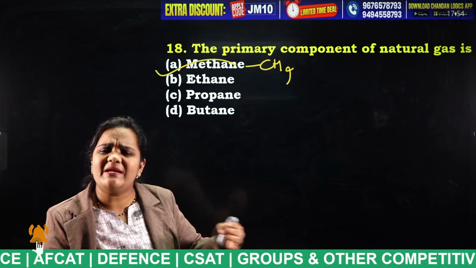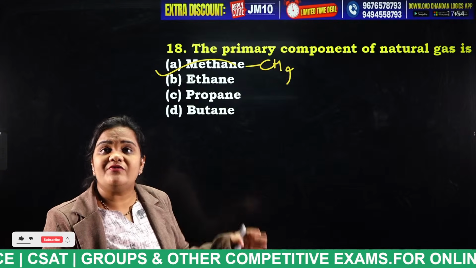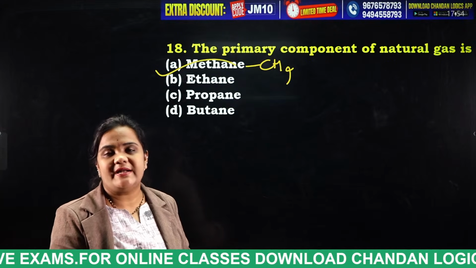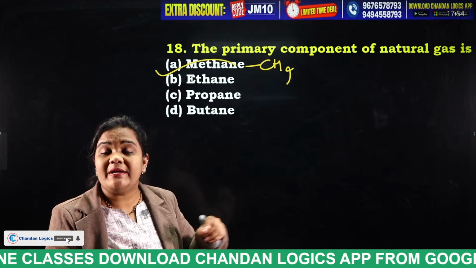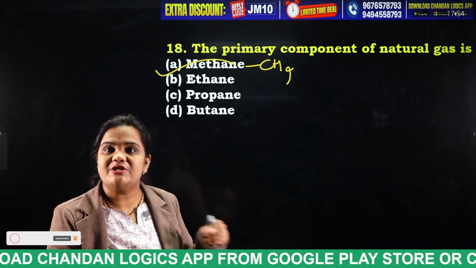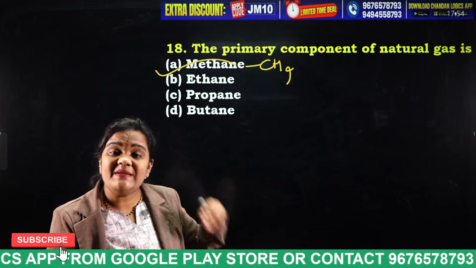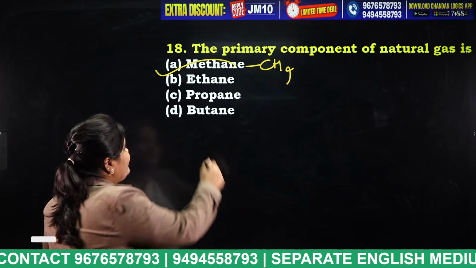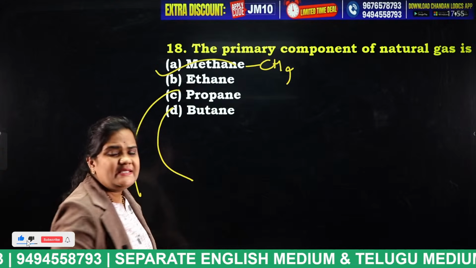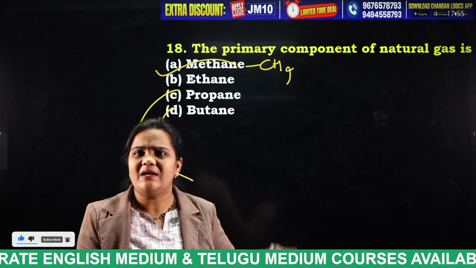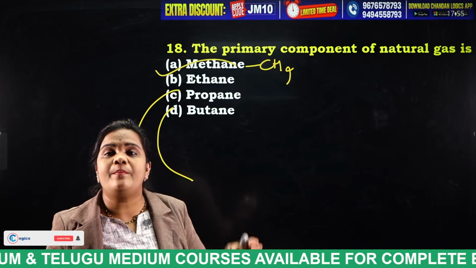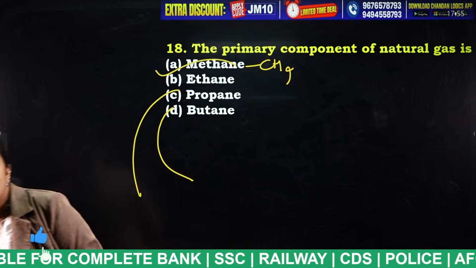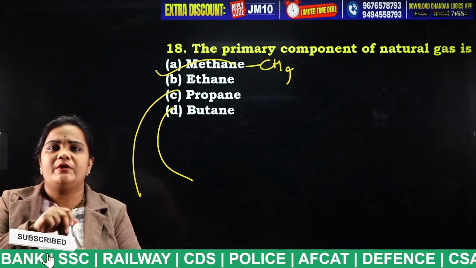And what are the primary components of LPG, liquefied petroleum gas? Tell me. CNG is nothing but compressed natural gas. Done. What are the primary components of liquefied petroleum gas, LPG? Propane, butane. Now tell me the formulas for propane and butane, students. CH4 is the formula for methane, right? So tell me the formulas for propane and butane. C3H8, C4H10, something like that. Everybody mention your answers in the comment section, students. What are the chemical formulas for propane and butane? Very, very important.